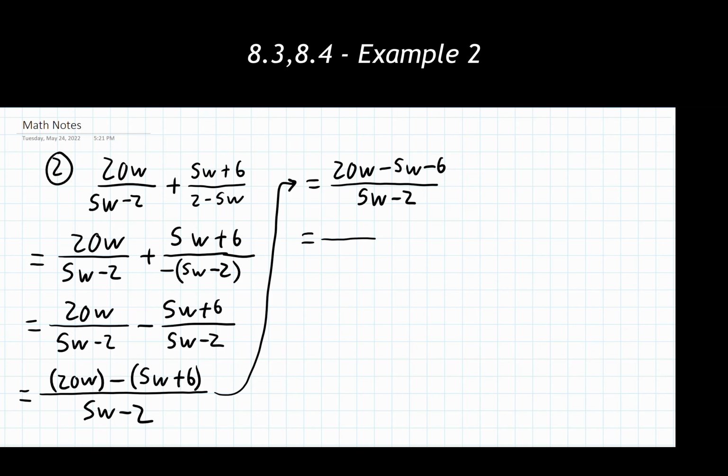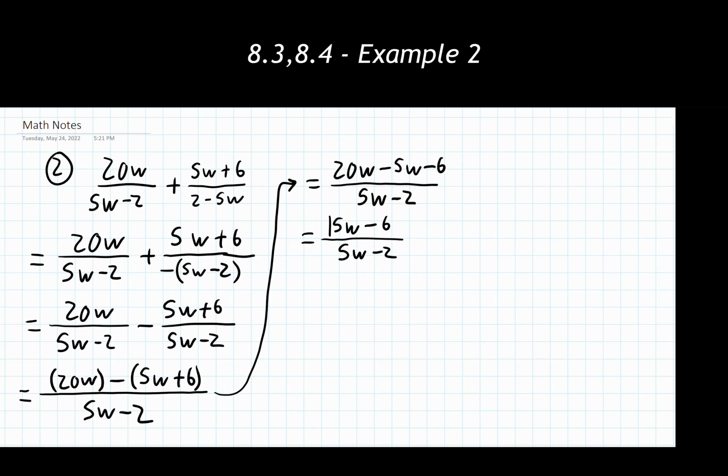I can further simplify the numerator by combining like terms. I have 20w minus 5w. That's going to give me 15w minus 6. And again, the denominator doesn't change. I'm then looking to see, can I combine anything else in the numerator? Can I simplify anything else in the numerator? And no, I can't. So step 5 is done. Step 6 then says to simplify and reduce the rational expression down.